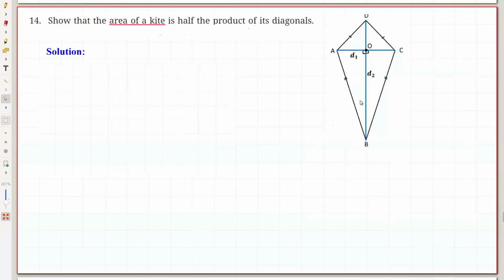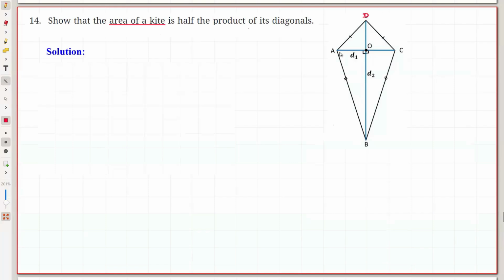Question number 14: show that the area of a kite is 1/2 of the product of its diagonals. The area of a rhombus formula is 1/2 of d1 into d2. The same formula we are going to use for the area of a kite. Let me show the diagram. I am taking the kite ABCD.